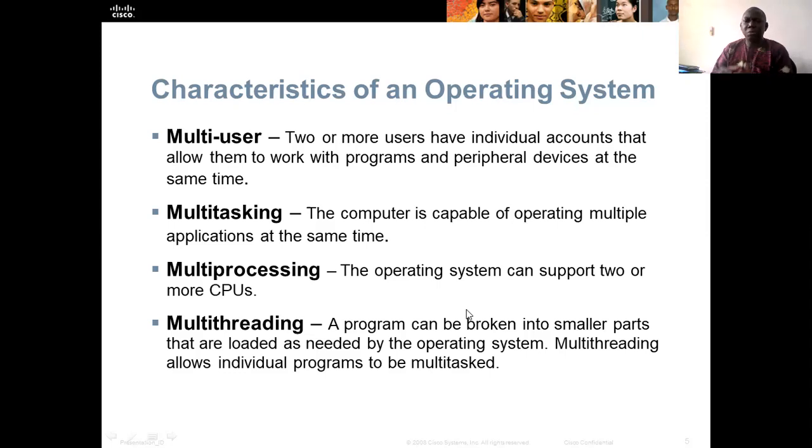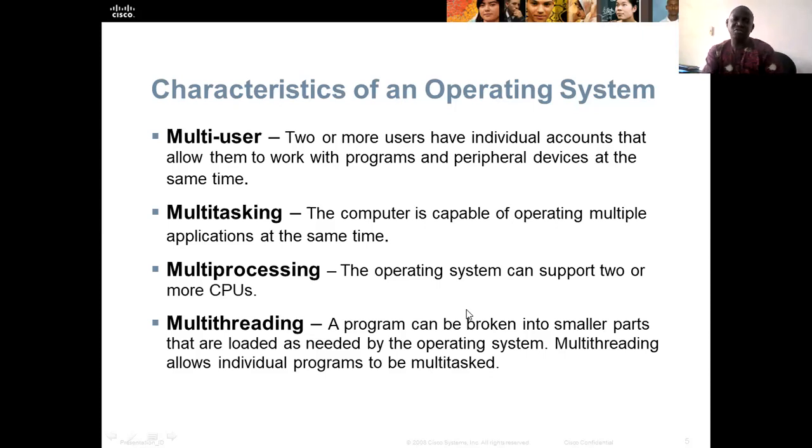Being able to run multiple applications at the same time, okay? You can run Notepad, Microsoft Word, PowerPoint. On this machine, I can see it's multitasking because we're actually running Windows 10 on this laptop that we're using for the presentation. And it also supports multi-processing and multi-threading.